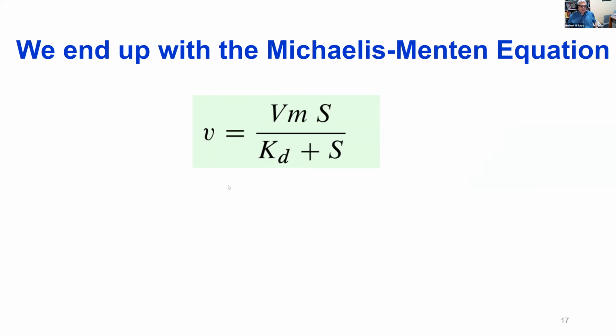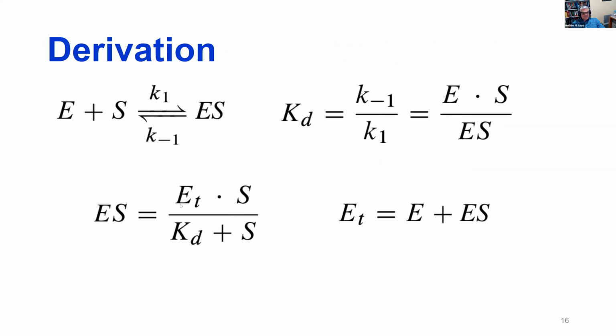And this one is called the Michaelis-Menten equation. If you have a KD, which is the dissociation constant, in the denominator, this is the Michaelis-Menten equation. And the Vm is called the Vmax. It's basically the enzyme substrate complex times K2.